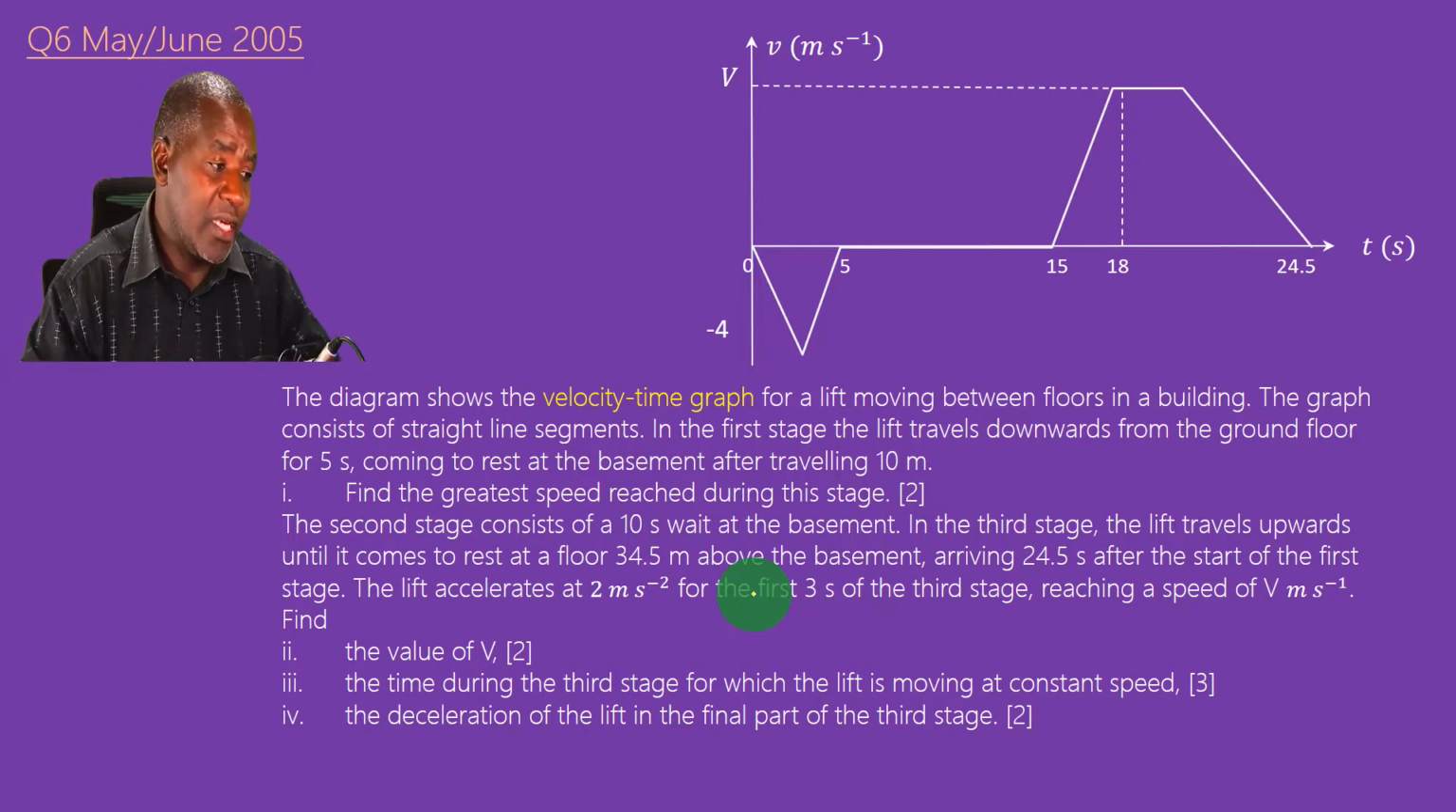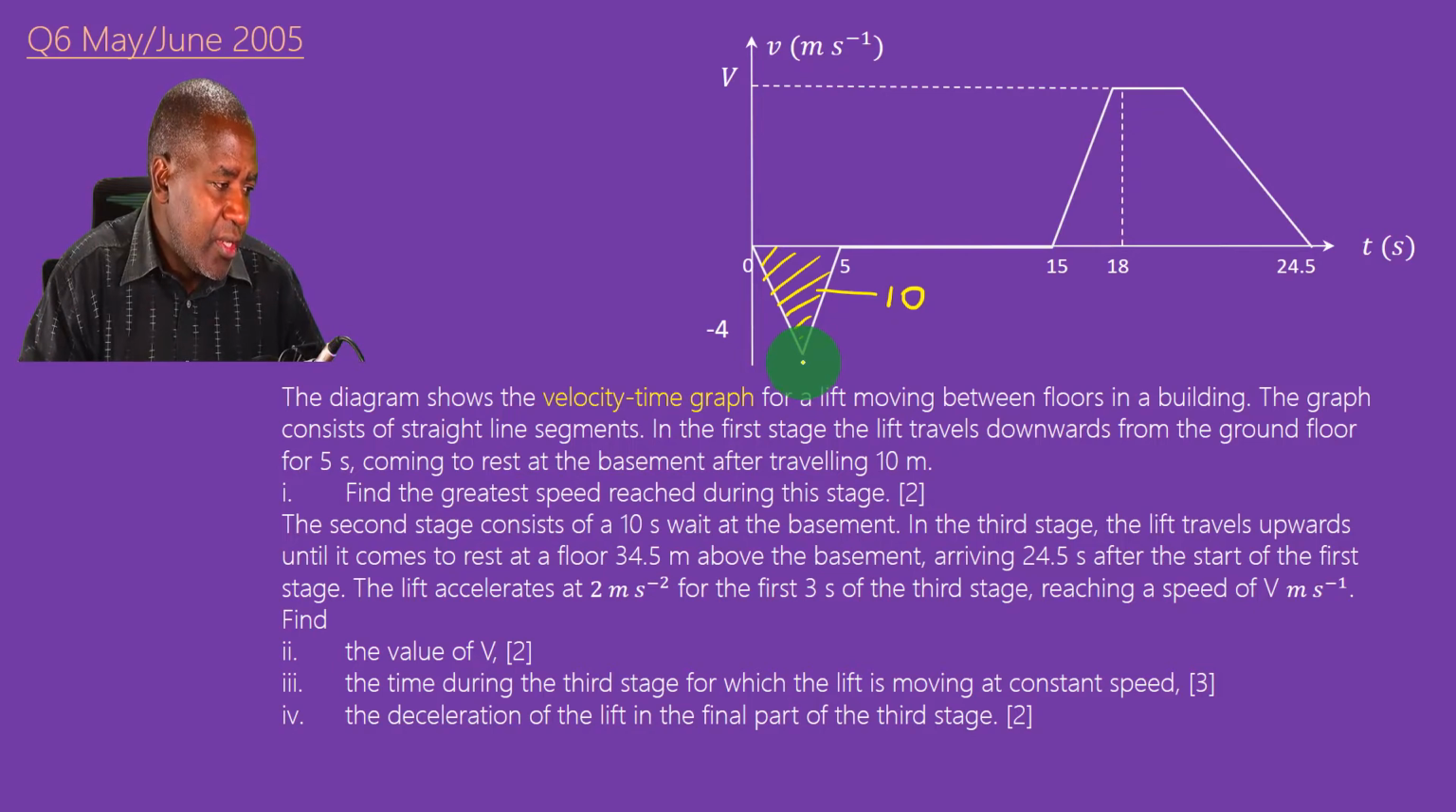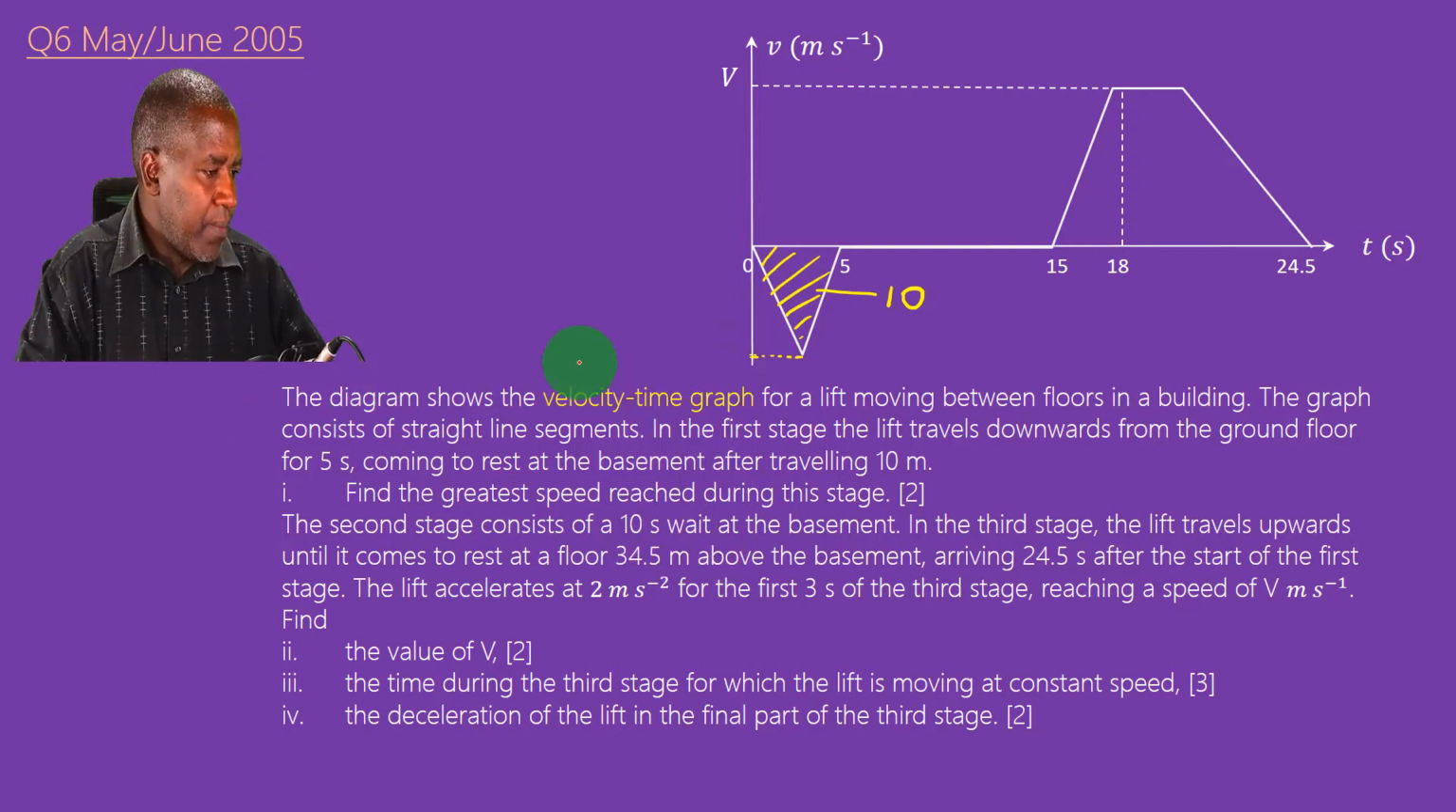And because we have just said that the area represents displacement, this area here will be equal to 10 meters. Find the greatest speed during this stage. So during the first stage, this one is likely to reach a velocity here. So that question did not have that value that I had put there. So I had to remove it because it is this velocity that we are supposed to calculate.